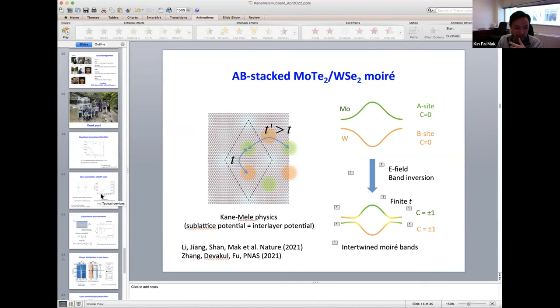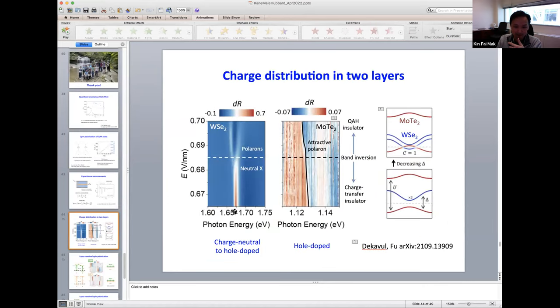And we actually have an experiment to show that that's precisely the case, because the excitons in the tungsten layer are very sensitive to doping, okay? If there is no doping in the tungsten, you will actually have very strong neutral excitons in the system, which is the case here. With increasing electric field, the dashed line here is exactly the point where the system enters into a Chern insulator. And once the system does that, the excitons suddenly become very weak. You probably are not very familiar with this, but to us, we are very familiar with this. That would just mean that the tungsten layer is actually hole doped immediately after this point.